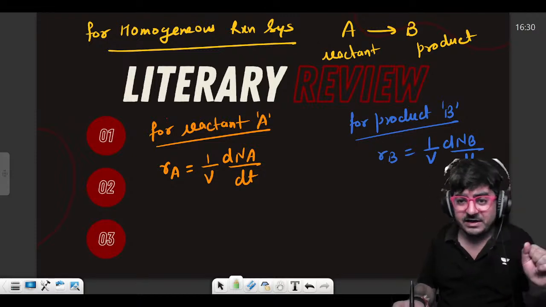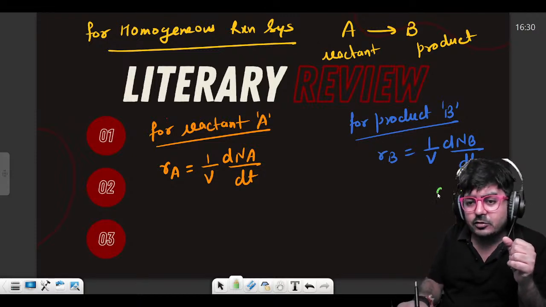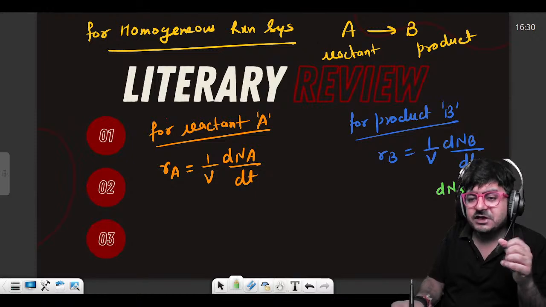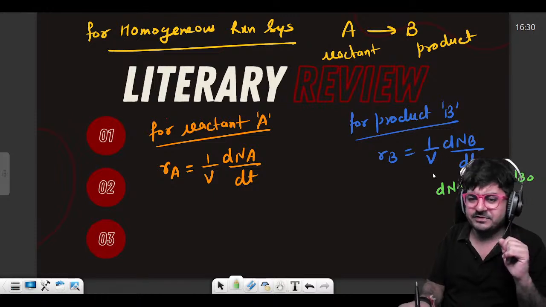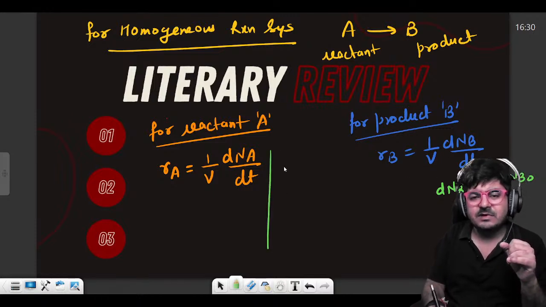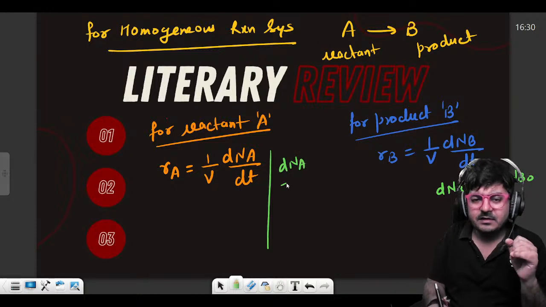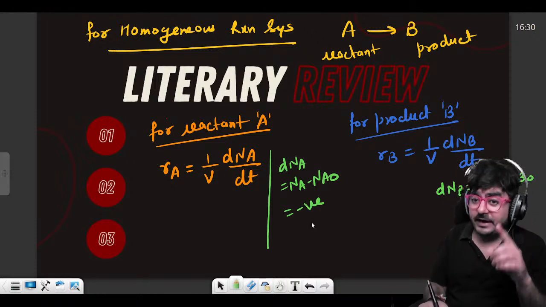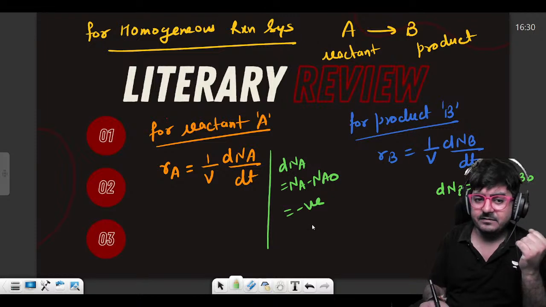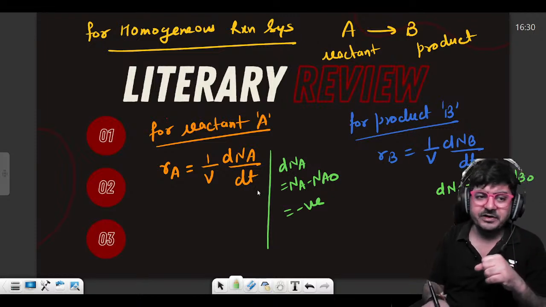But यहाँ पे एक twist है. What is the twist? Here, if you look, dnB, that is change in moles of B, means final moles of B minus initial moles of B. So you know this is going to be positive. dt is always positive, V is positive, so rate of reaction will always remain positive. But here, if you see this expression here, dnA, which is final moles of A minus initial moles of A, it is going to be a negative value. And you know, rate of any process cannot be negative. Rate will always be a positive quantity.